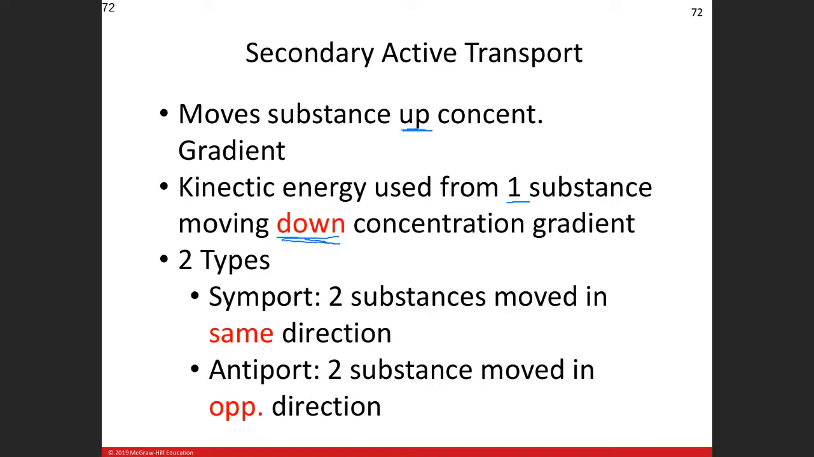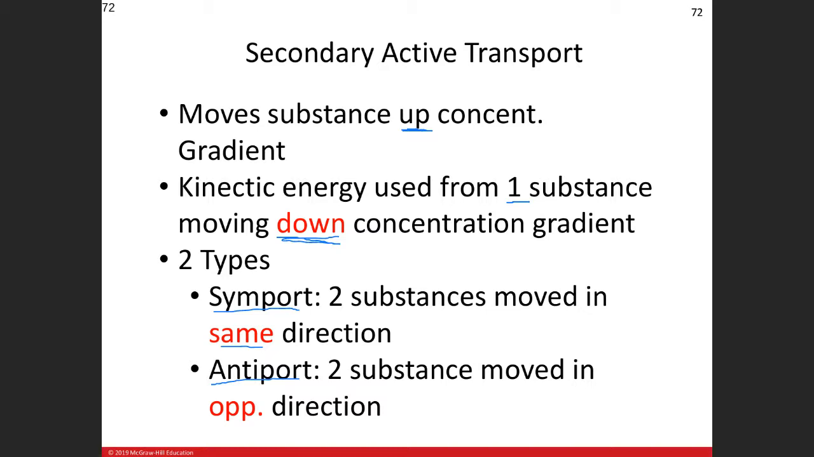So there are 2 types. We have what we call symport and antiport. Symport is when we move 2 substances in the same direction. And then antiport is going to be in opposite directions.